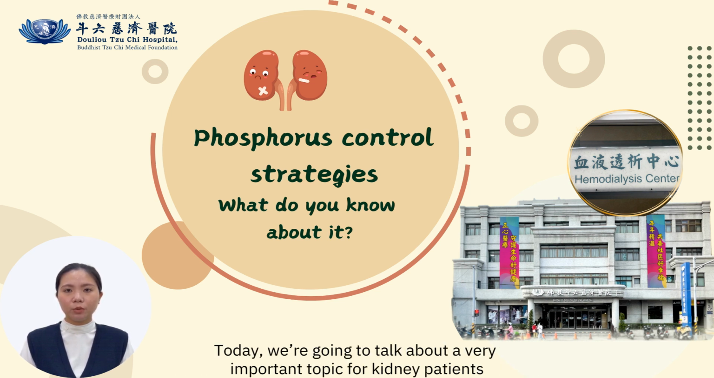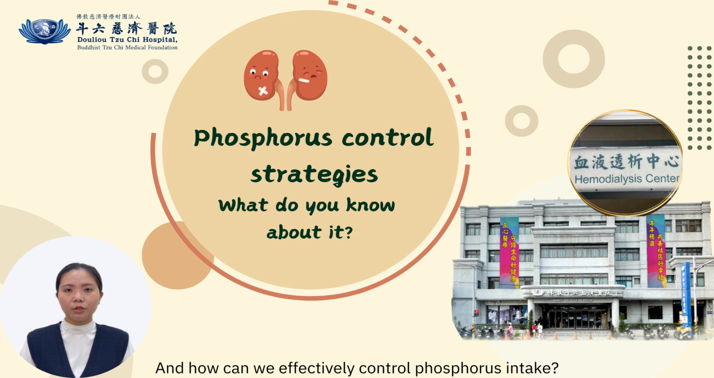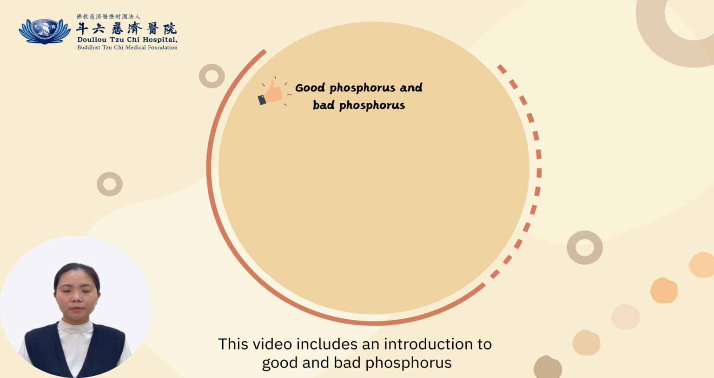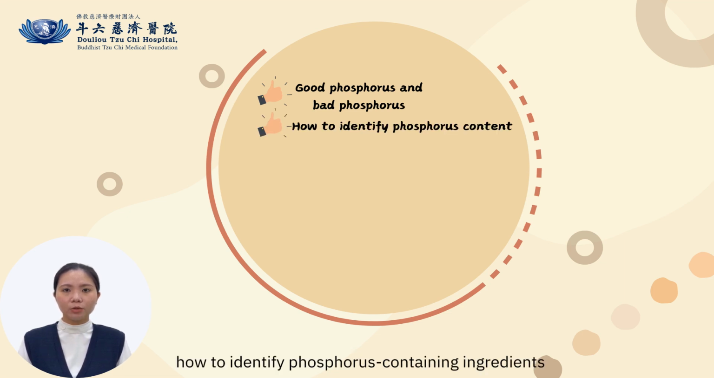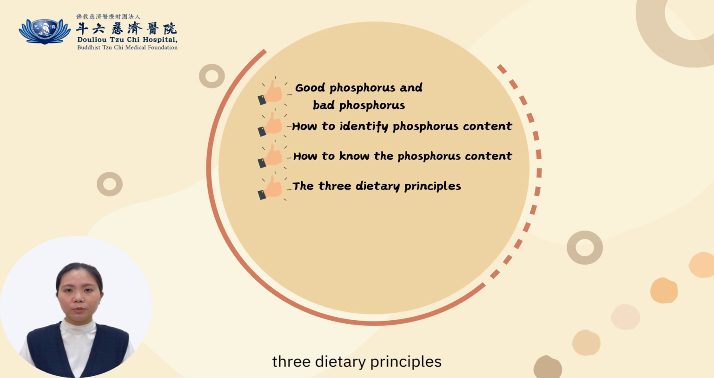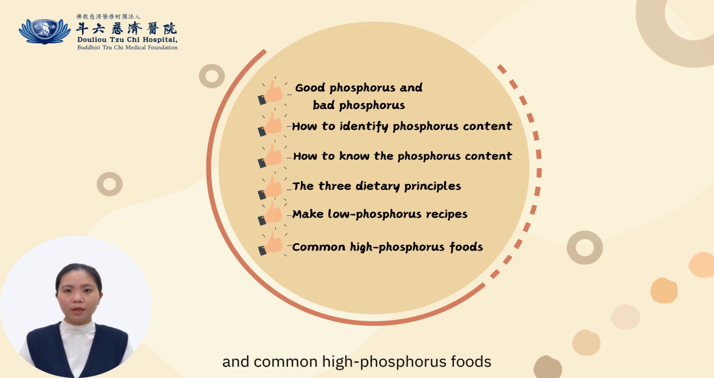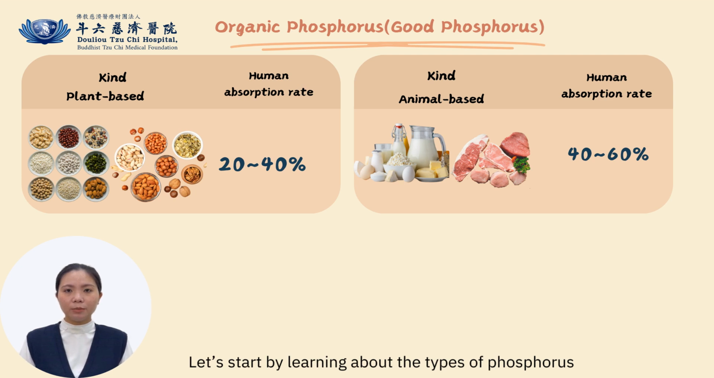Hospital. Today we're going to talk about a very important topic for kidney patients. What is good phosphorus? What is bad phosphorus, and how can we effectively control phosphorus intake? This video includes an introduction to good and bad phosphorus, how to identify phosphorus-containing ingredients, how to recognize phosphorus content, 3 dietary principles, how to prepare low-phosphorus meals, and common high-phosphorus foods. Let's start by learning about the types of phosphorus.